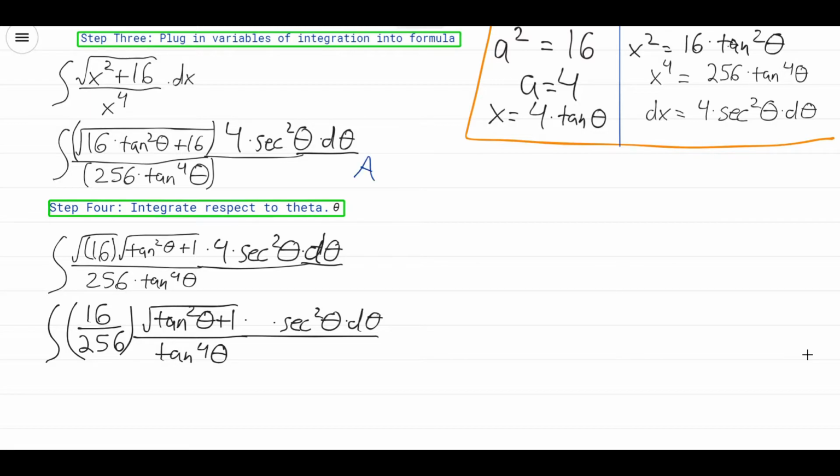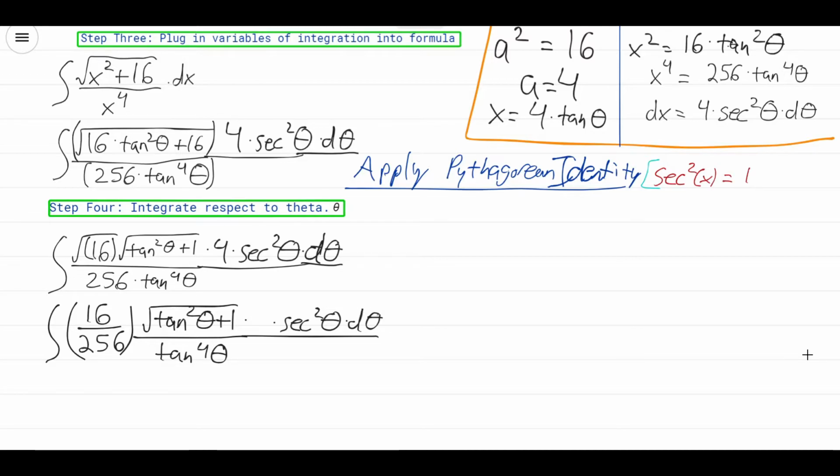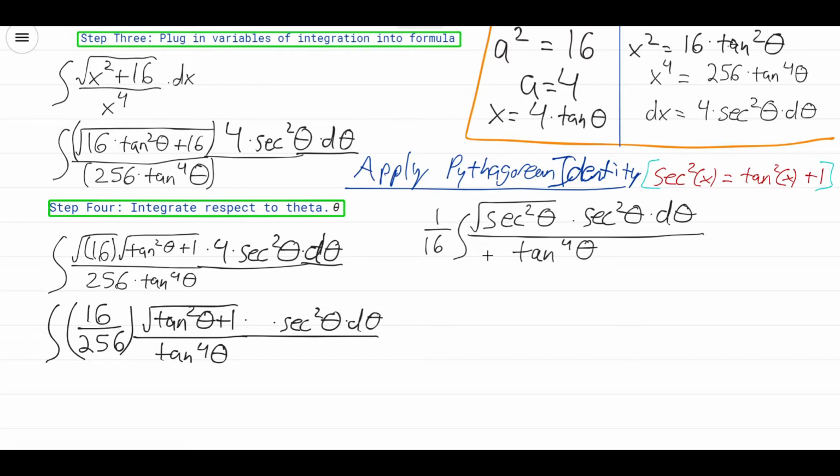So now we're going to apply the Pythagorean identity. We know that secant squared theta is equal to tangent squared theta plus 1. So that's a Pythagorean identity that we can use right here. Keep in mind that inside the square root we have tangent squared theta plus 1, so we can substitute secant squared theta for this right here. So that's what we're going to go ahead and do. We can factor out the 16 over 256, which reduces to 1 over 16, and we're left with secant squared theta inside the square root times secant squared theta times d theta divided by tangent to the 4th power.